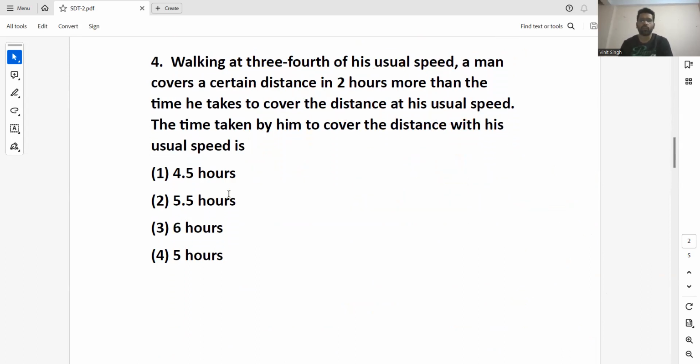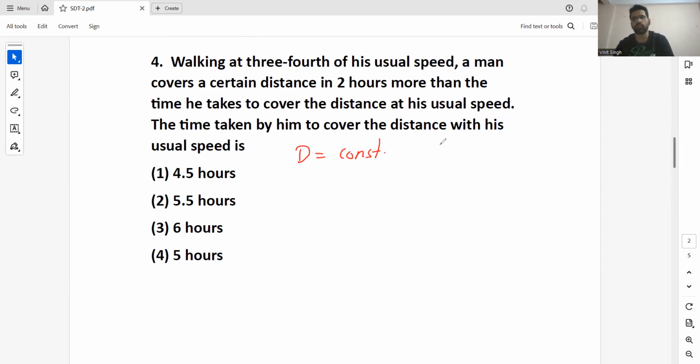Walking at 3 by 4 of his usual speed, a man covers a certain distance in 2 hours more than the time he takes to cover the distance at his usual speed. The time taken by him to cover the distance with his usual speed is? Same question is there. Now in this question, distance is constant.